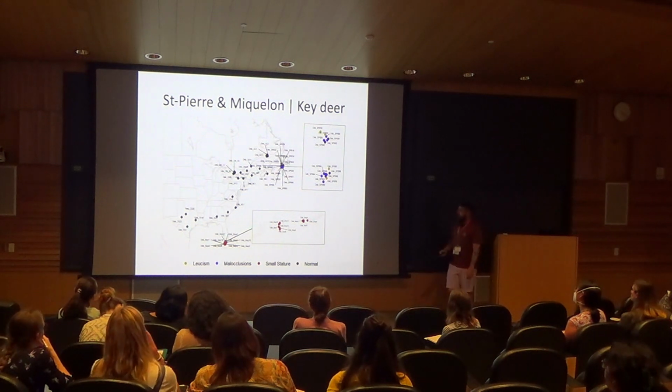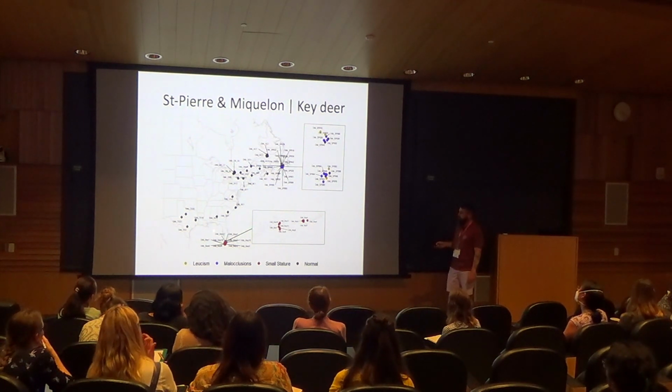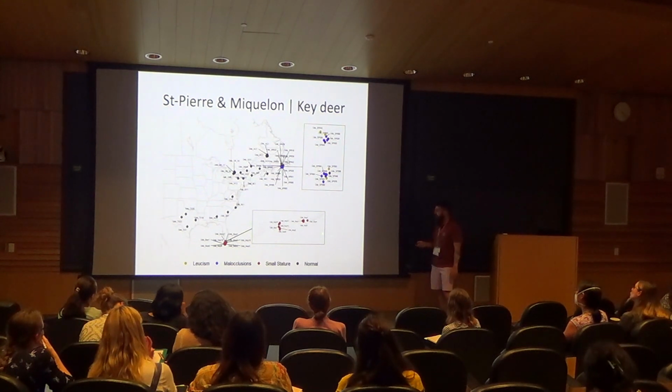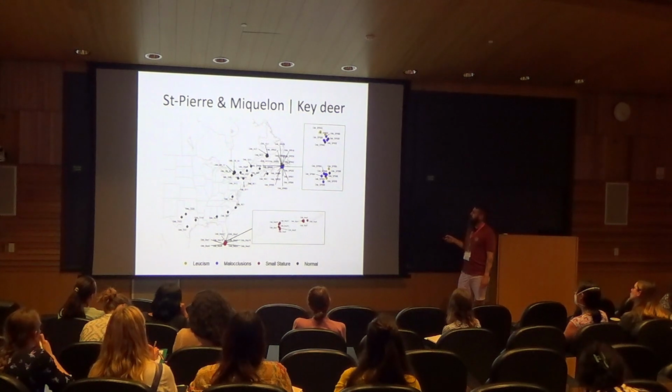We've continued the white-tailed deer work focused on two small populations. So the key deer off the coast of Florida, with collaborators in Florida. This is an endangered species federally. And then St. Pierre and Miquelon.